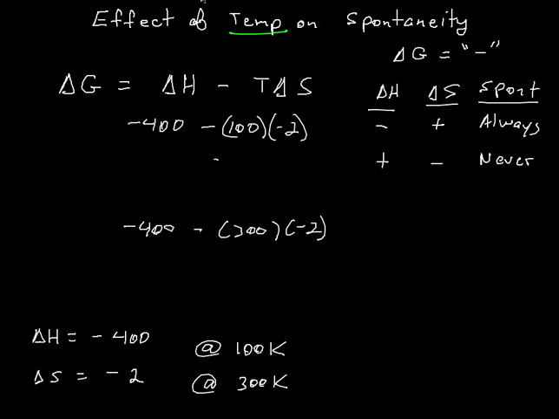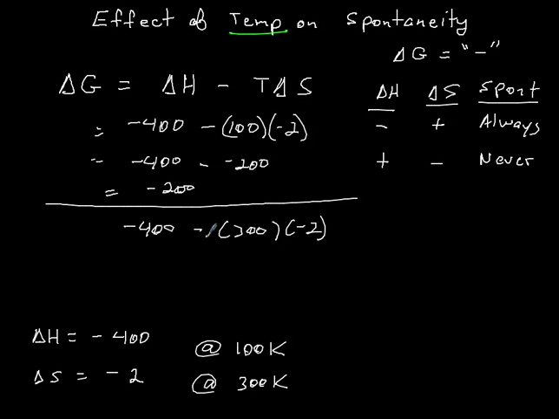If you do your mathematics, 100 times negative 2 would be negative 200. So negative 400 minus negative 200 means positive plus 200. So that's going to be an answer of negative 200.